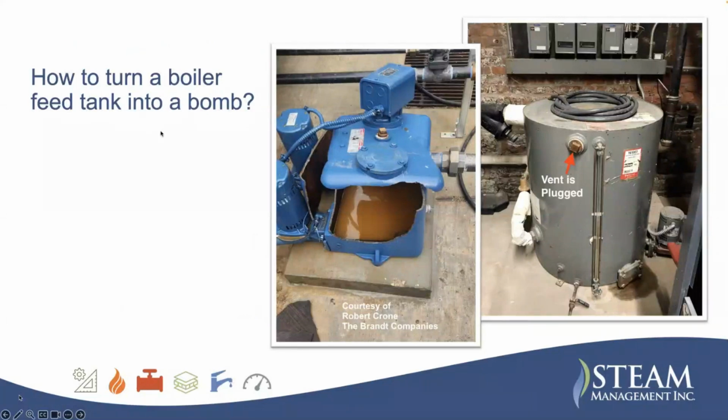How to turn your pipe boiler feed into a bomb. These boiler feed tanks and condensate tank, this one blew apart. You can see it was relatively new, and the reason why is because all the vents were plugged on it. This one here has the vent plugged on it too. They're lucky they didn't have it blow up, so these things have to be vented to the air.